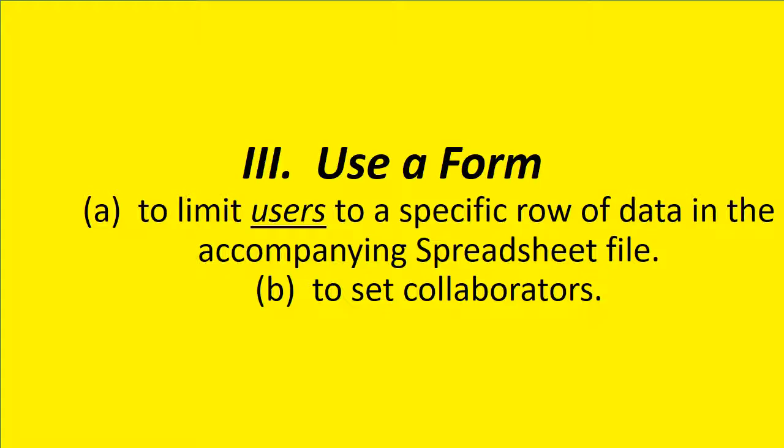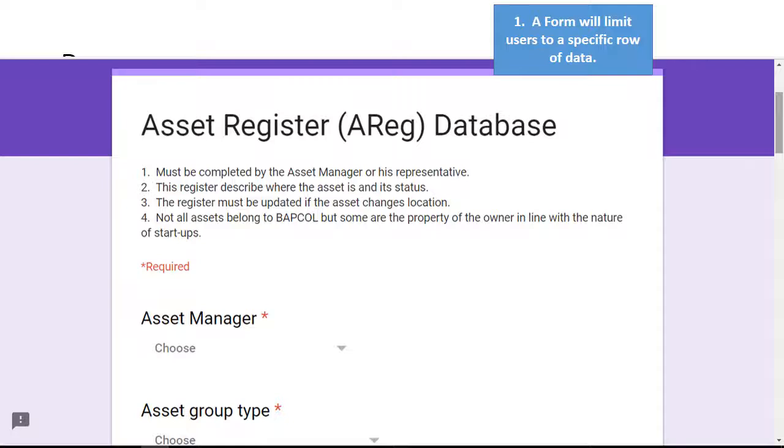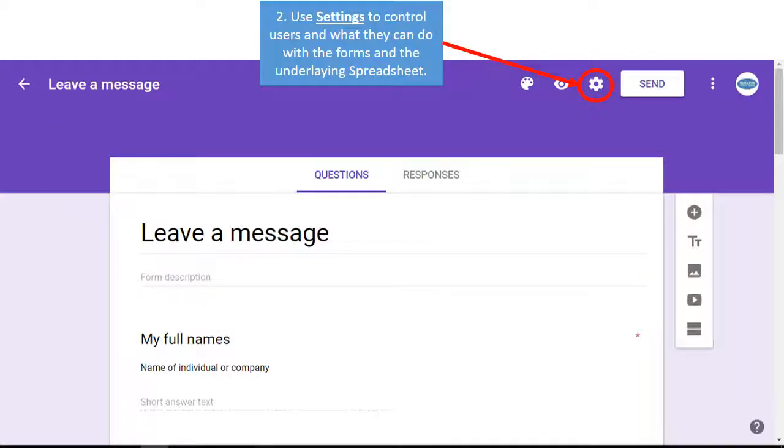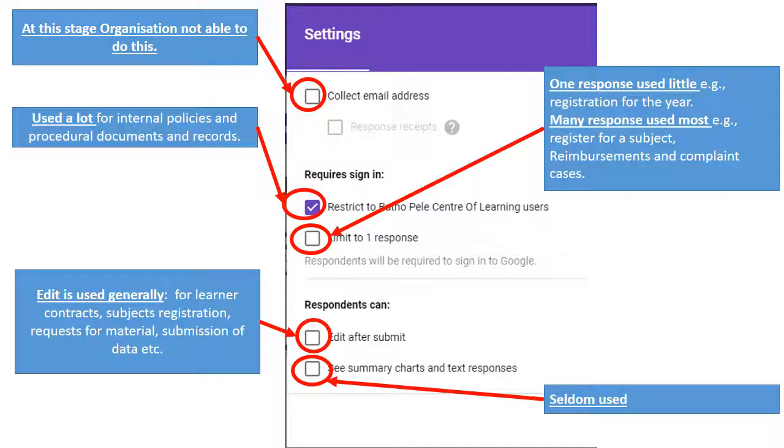A third way of securing your data is to use a form. If you use a form, you give outside people access to a row of data, and they can't work within the whole spreadsheet. And then you also use a form to set limitations for your collaborators. A form will limit the users to a specific row of data where they can input the data. You use settings to control what users can do with the forms and with the underlying spreadsheet.